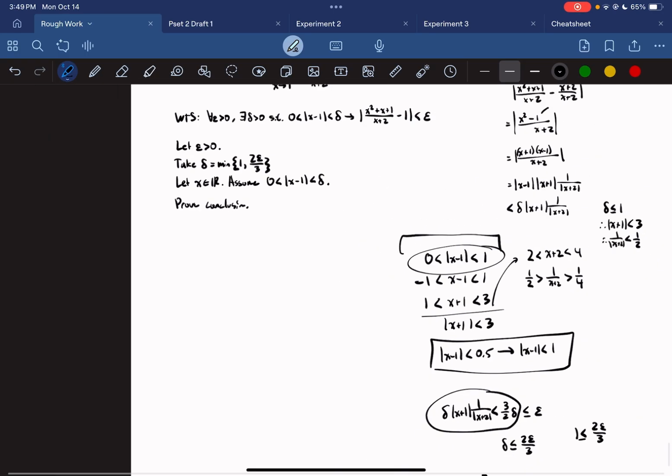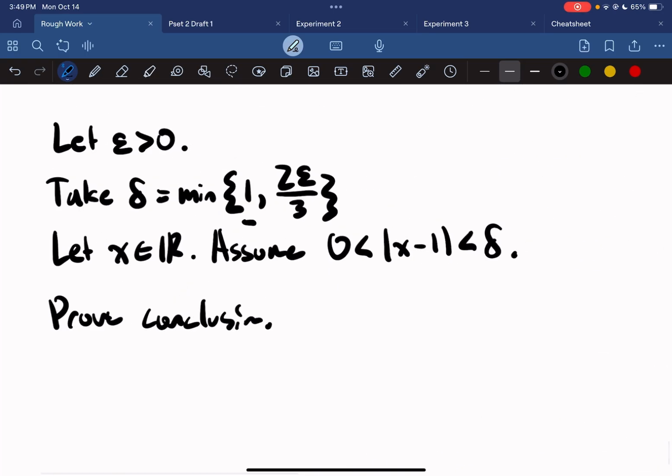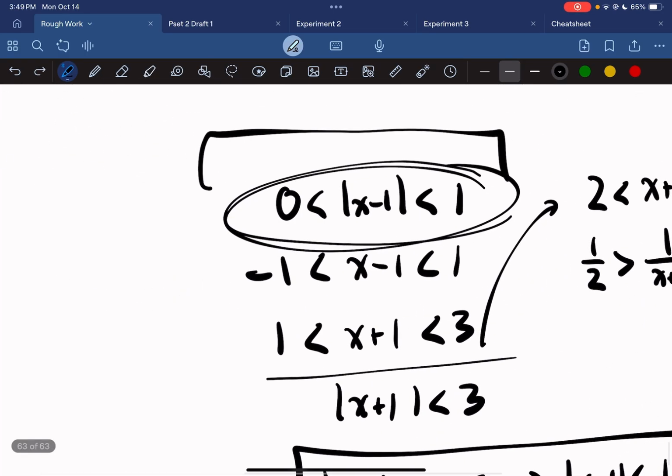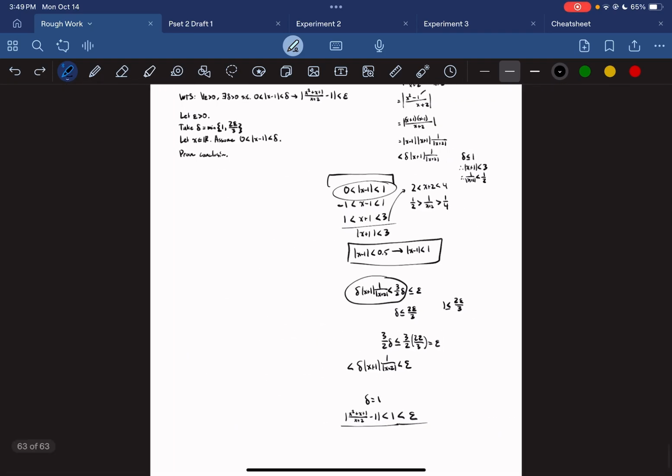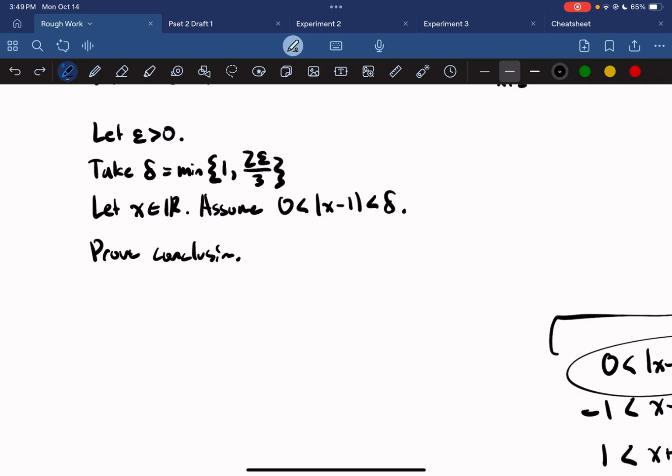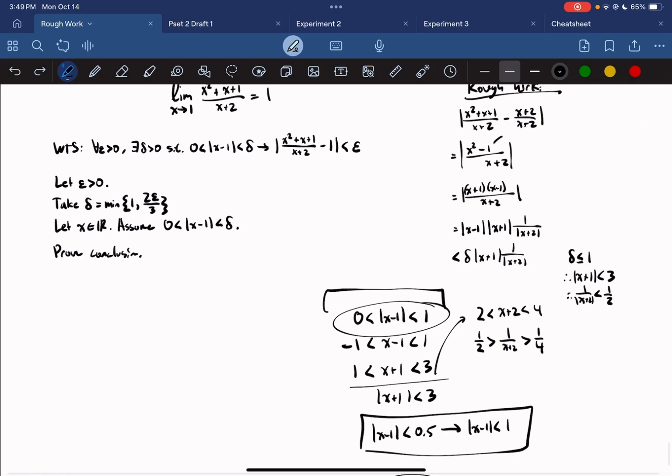So no matter what, by setting this as a minimum and having 1 as one of them, we know this statement is always true. Always. That's why we take the minimum. And now we can finally write our final proof.